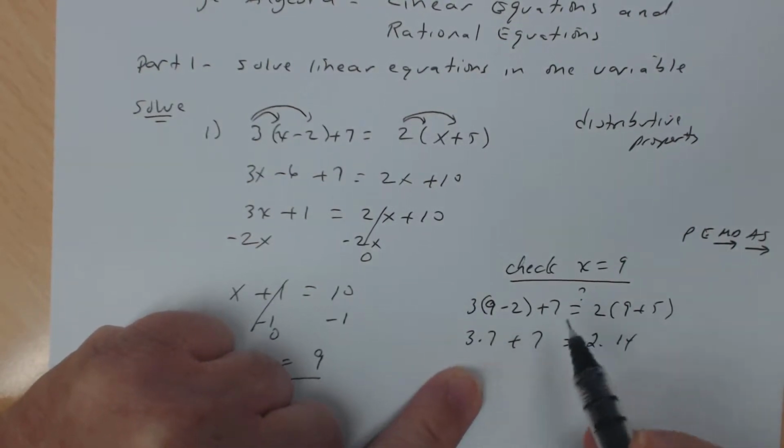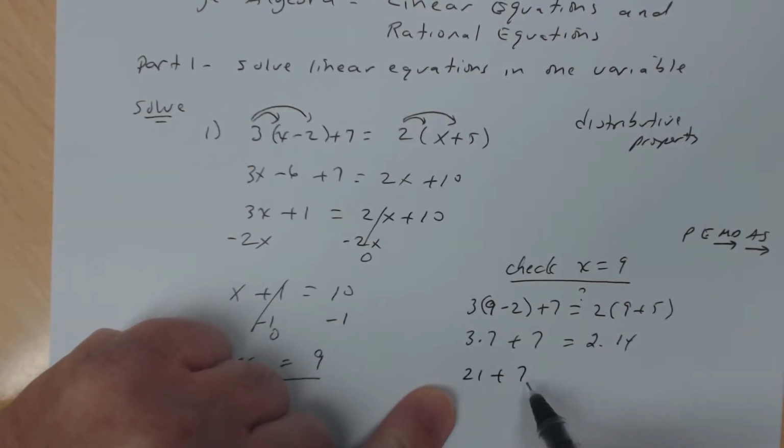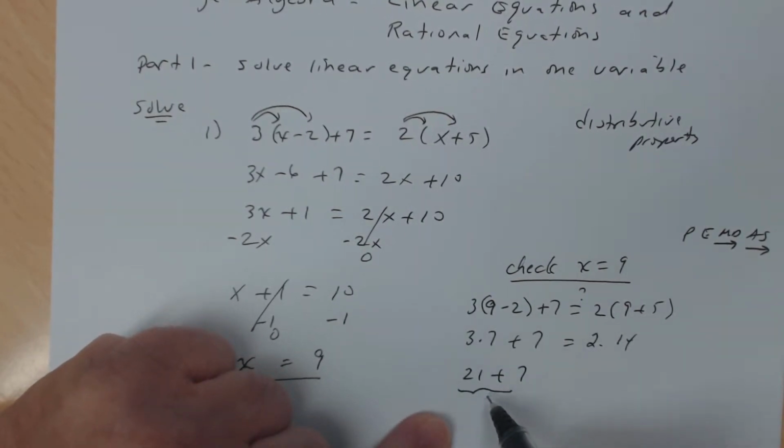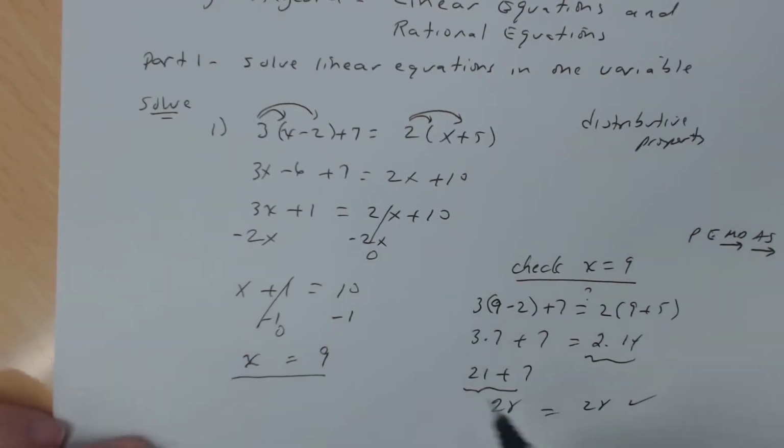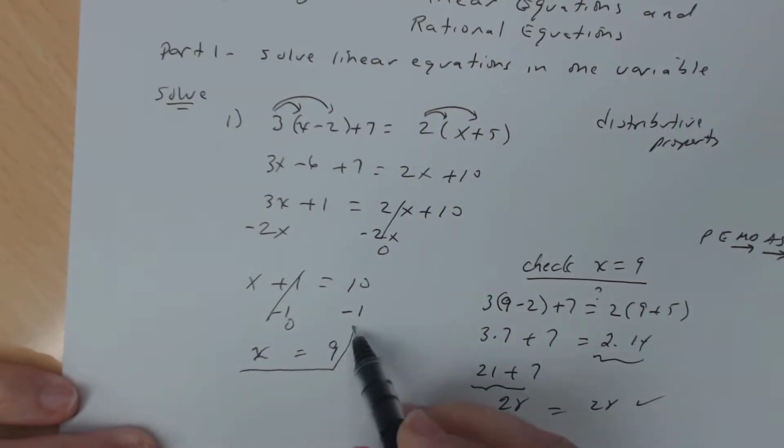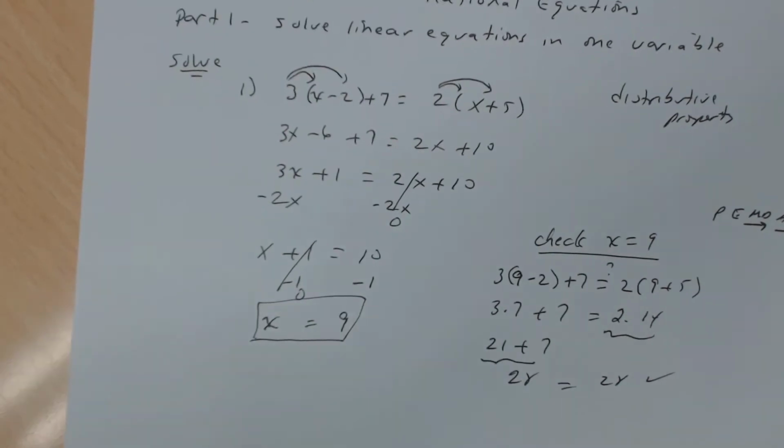3 times 7 is 21. And then I'm going to add 21 plus 7 is 28 over here. Multiply these. 2 times 14 is 28, and they are equal. So this is a solution. So here's a solution. Okay.